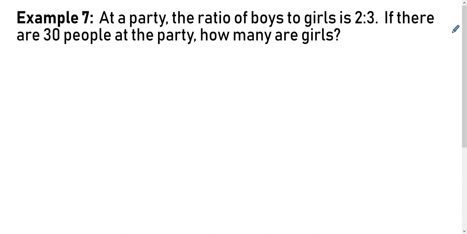So here's question 7. At a party, the ratio of boys to girls is 2 to 3. If there are 30 people at the party, how many are girls? Pause. Do the question.